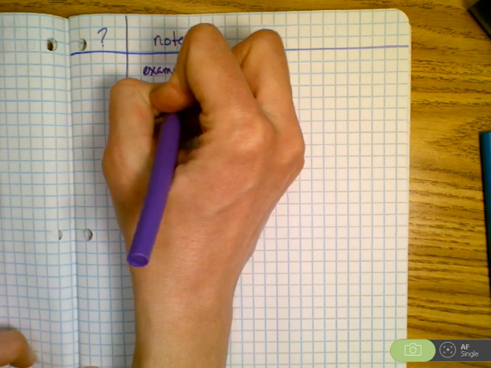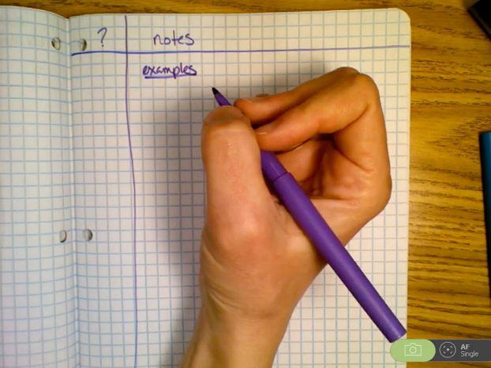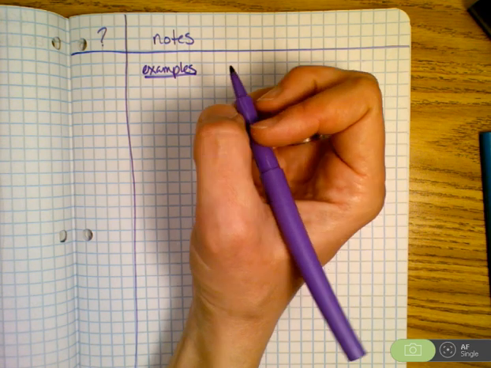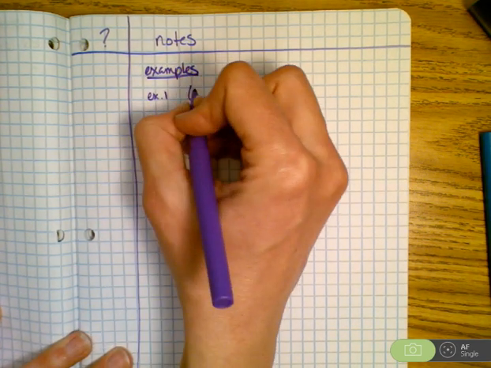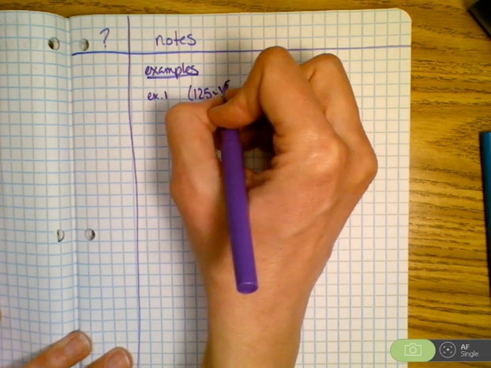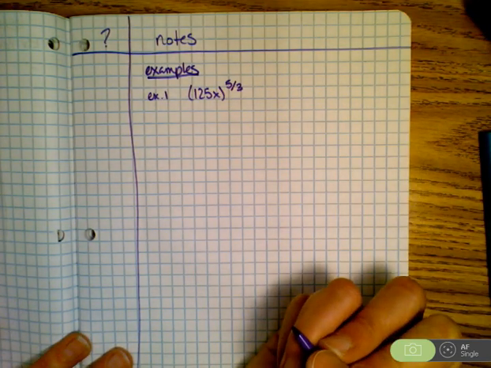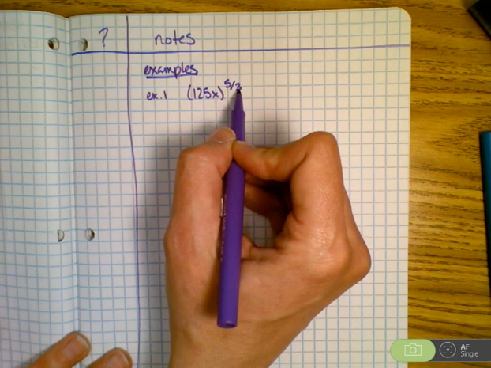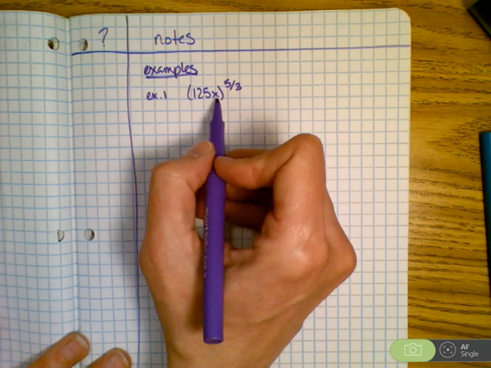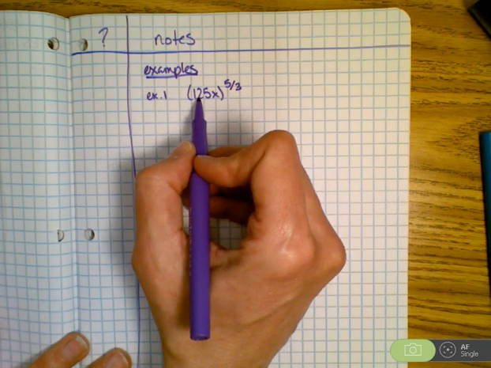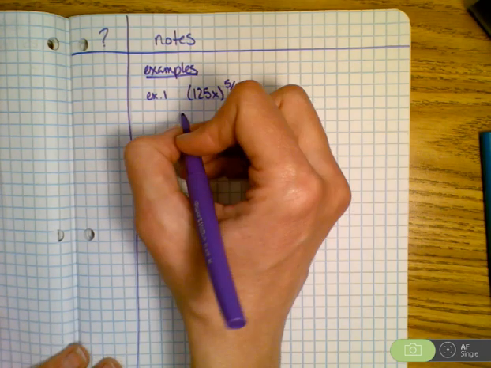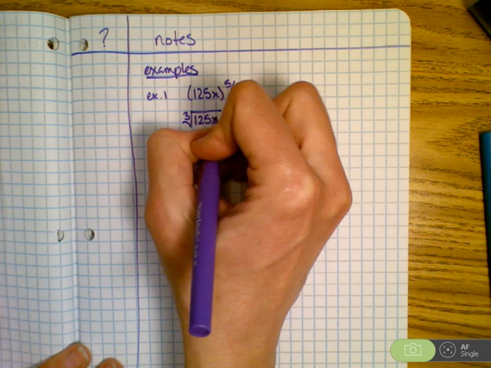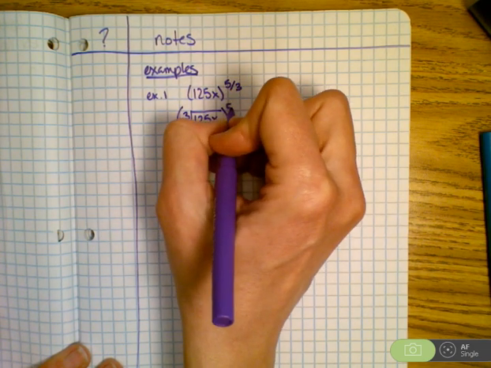Examples. And in each of these examples, we're going to use some combination of those rules from the last page. So if you have room to do both these on the same page, that would be great. So example 1, 125x to the 5/3. So when we see 125x to the 5/3, we want to think about where the 3 is going to go and where the 5 is going to go. And then we want to remember that those are going to go with both the 125 and the x. So I'm going to start by writing the cube root of 125x all to the power of 5.